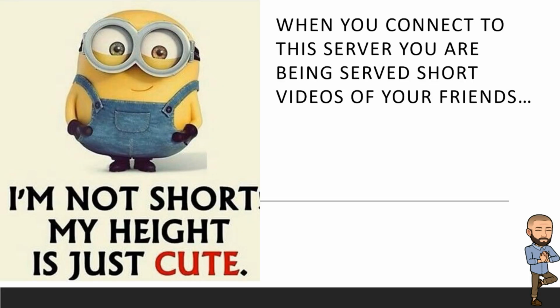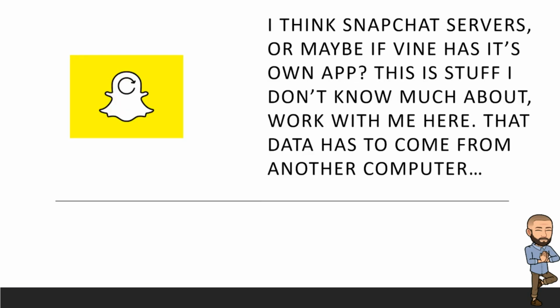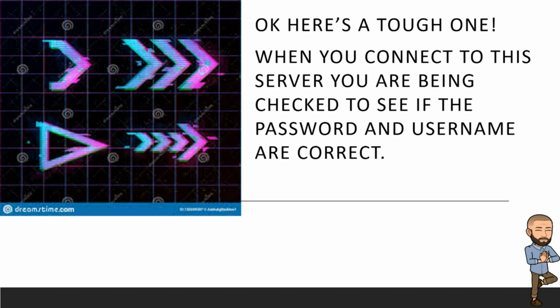Okay, almost done here. How about this one? When you connect to this server, you're being served short videos of your friends. So if we're talking about particular short videos, I'm not talking about YouTube servers, which YouTube's owned by Google. I'm thinking more about like the Snapchat servers, maybe if there's a Vine server or Vine app out there with their own servers. To see these videos, that data is not directly coming from that person's phone. It is recorded, sent to a server, stored on that server, and then being accessed by you.